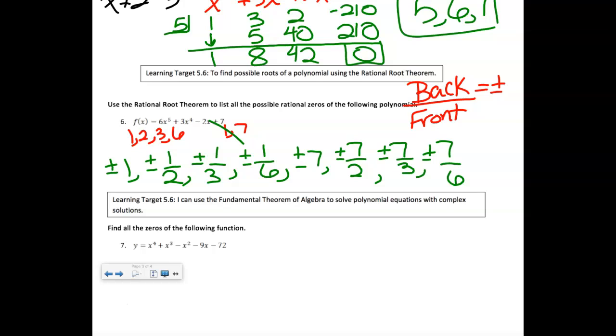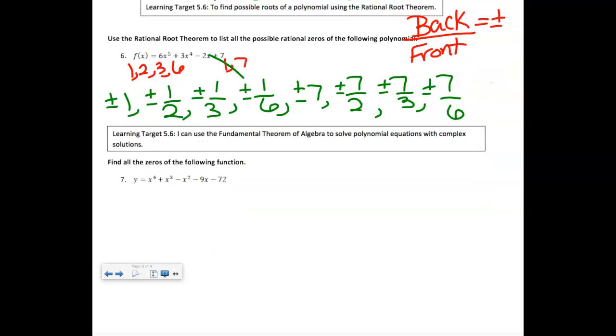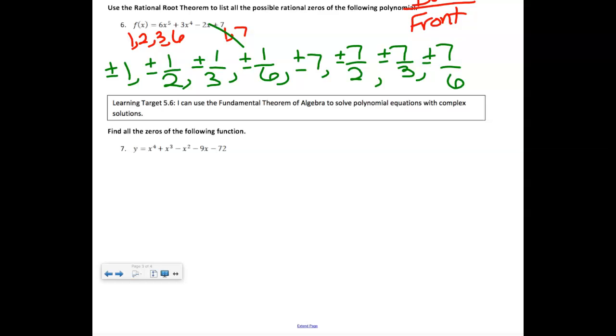Okay, are you guys ready for our last problem? Sure, okay. All right, so before we even start, this is what we did yesterday. I have x to the fourth. How many answers should I have? 4. What do we need to grab right away? Our graphing calculators. Okay, so we're grabbing our graphing calculators.